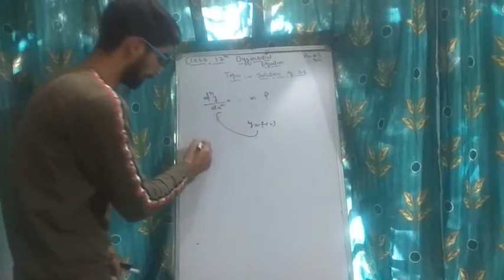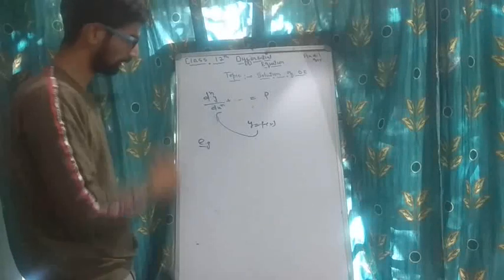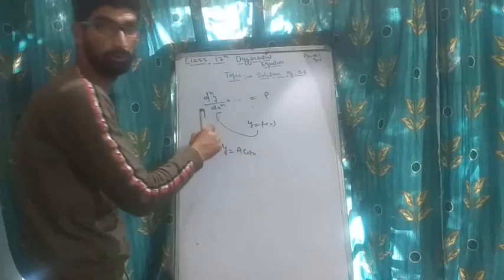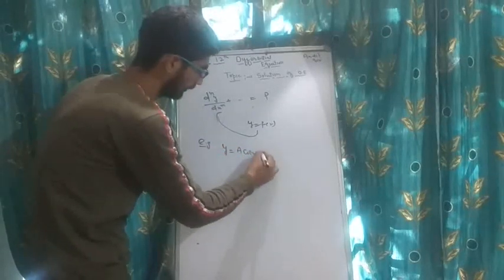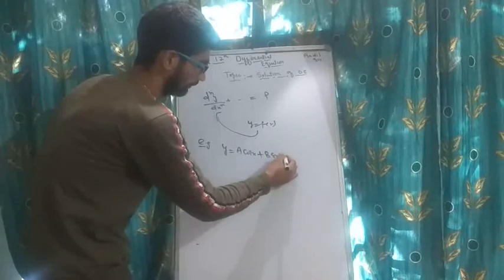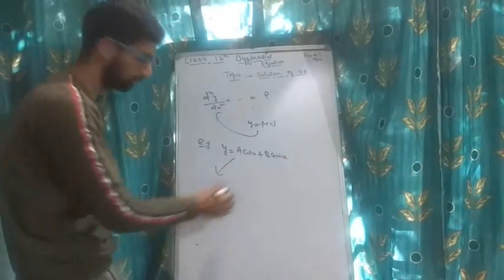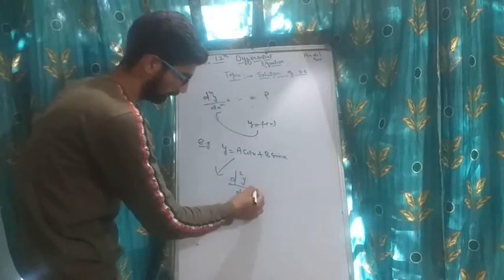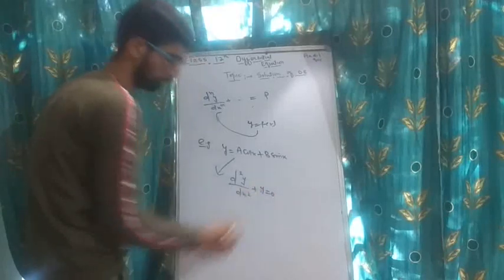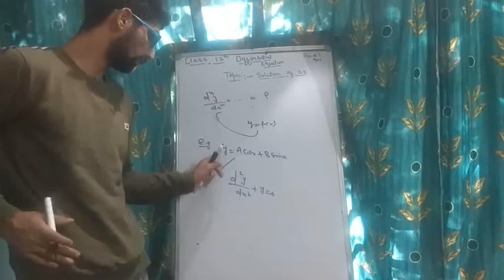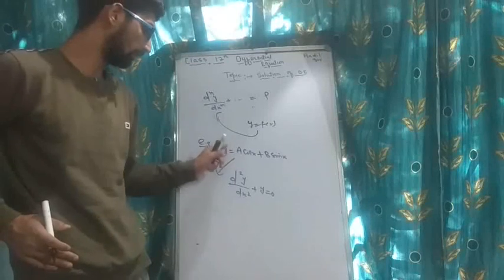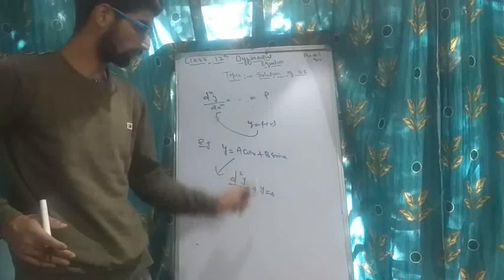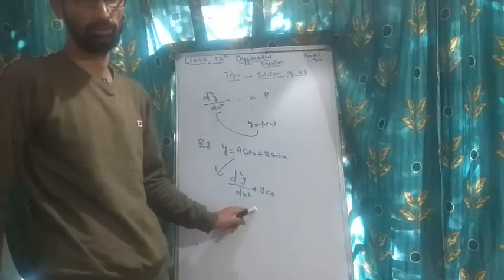For example, y equals a cos x plus b sin x. We have proved that it is the solution of d square y by dx square plus y equals to 0. This solution has how many arbitrary constants? 2, a and b. So we call this solution the general solution of this differential equation.